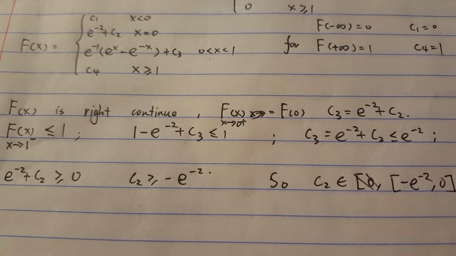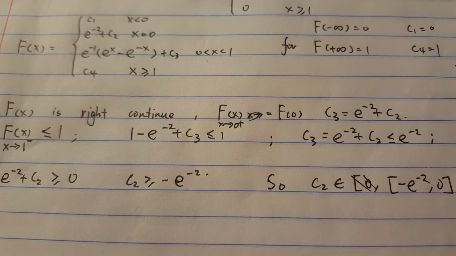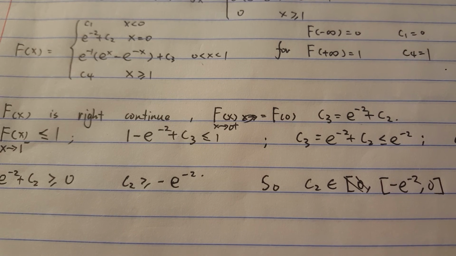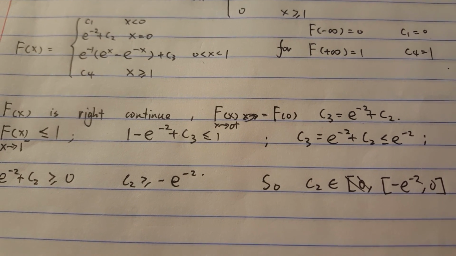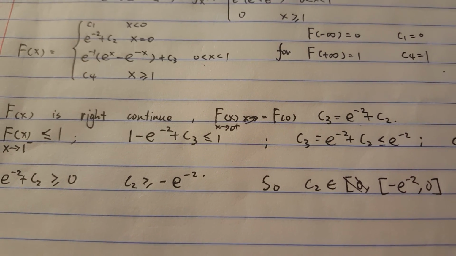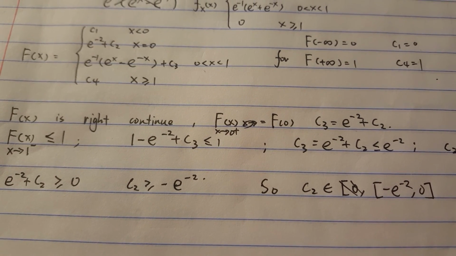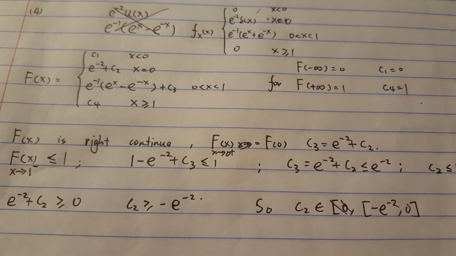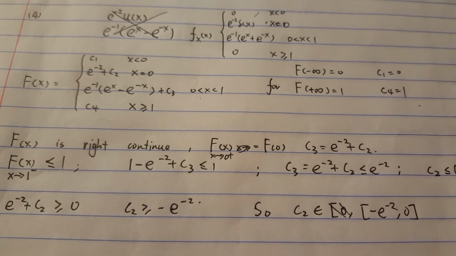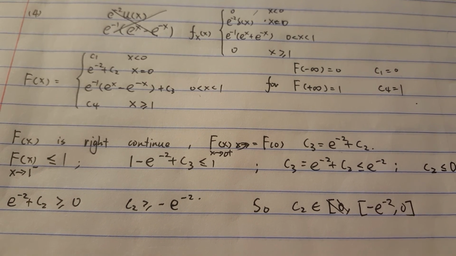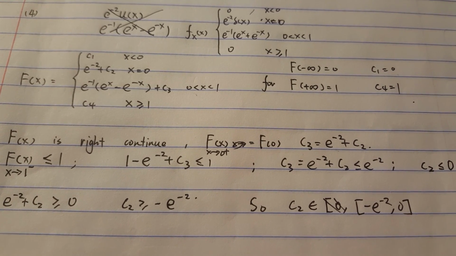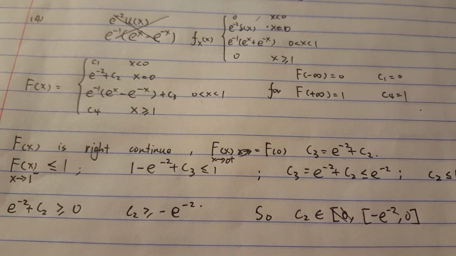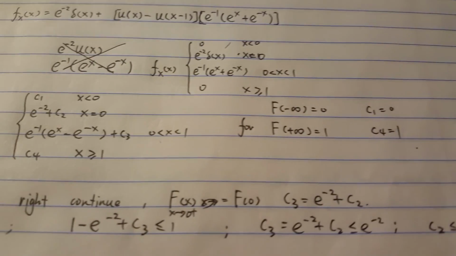When you determine C1, C2, C3, and C4, then you can easily draw the figure of capital F of x. Because there are still some questions about these constants, I haven't drawn the picture immediately. I want to ask these questions to my professor. Thank you very much.